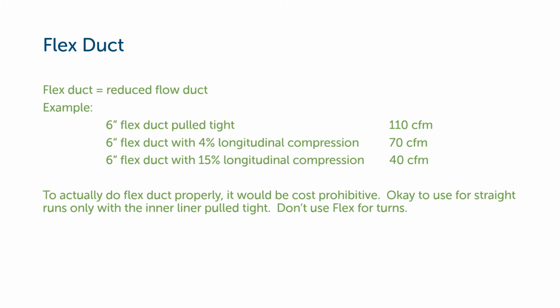So with it pulled tight, let's say we can get 110 CFM out of a 6-inch flex duct. If we have 4% longitudinal compression, that's down to 70 CFM. And with 15% compression, we're down to 40 CFM. So you can see more compression equals fewer CFM. And that's on a straight run. So that's before we start making turns with it.